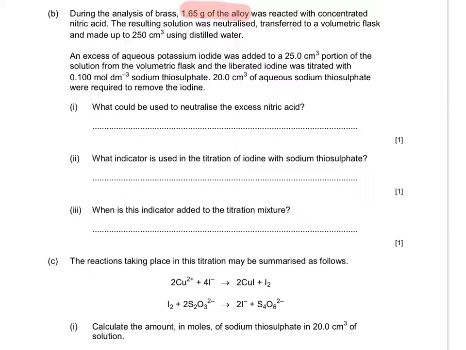So in this particular question, it tells you that it's made up to 250 centimeters cubed, like we talked about a little bit earlier in the clip. This time it's given you the information, so that's going to be significant later. And like we talked about earlier in the clip, we have a 25 centimeters cubed portion. Because 25 centimeters cubed is 1/10 of 250, that means it's going to have 1/10 of the copper that's in the original sample of alloy, your 1.65 grams.